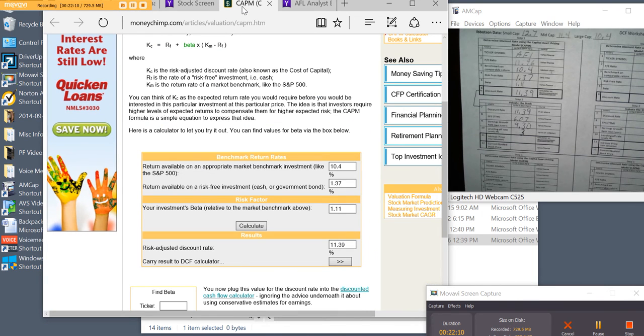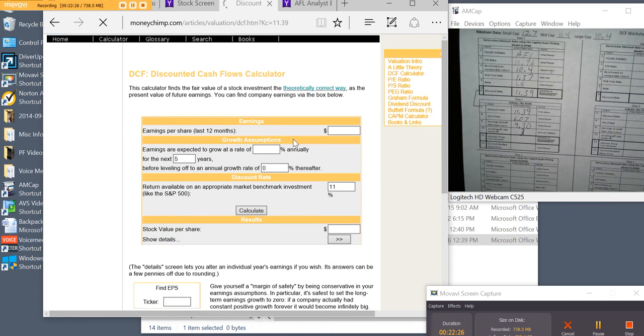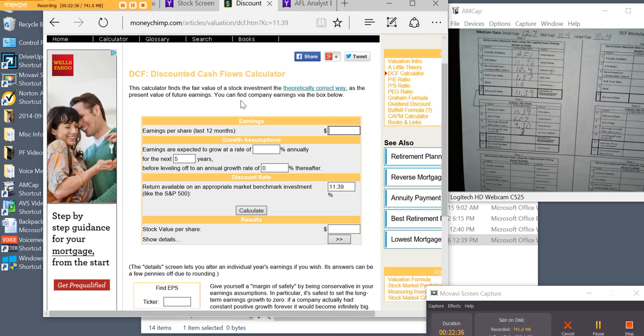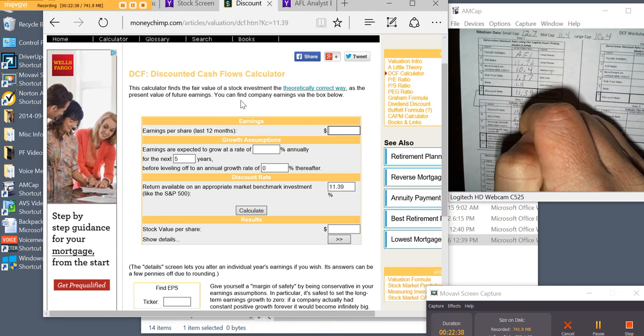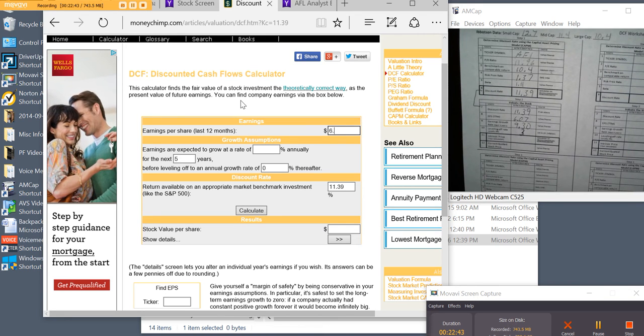Now that we have all this information, I'm going to go back up to the top here, and then go back to the discount rate calculator that we did. I remember I had this at 11.39. The next thing I'm going to do is hit this arrow and go over, and we're going to enter all these numbers into this calculator. Our earnings per share for the trailing 12 months is $6.07, as we see here. So I'm going to enter that in.